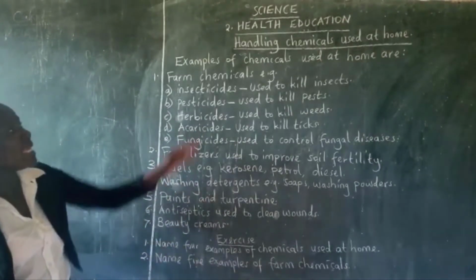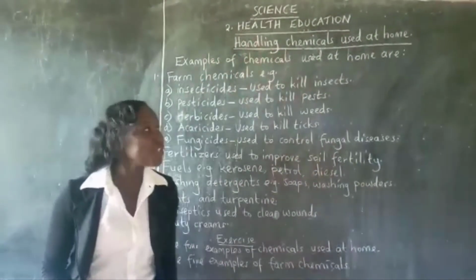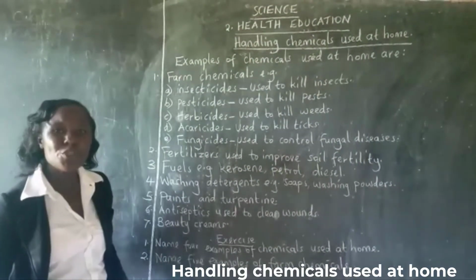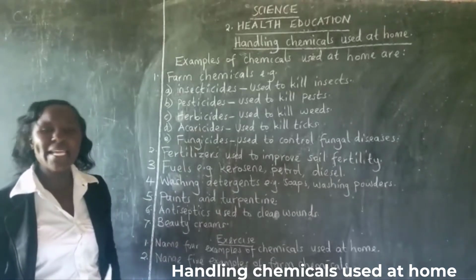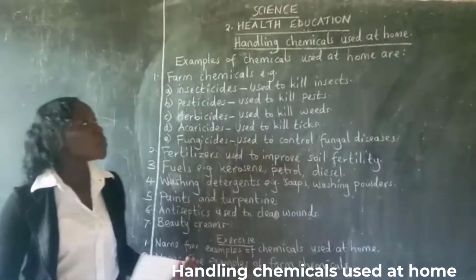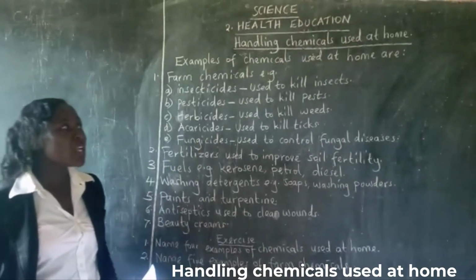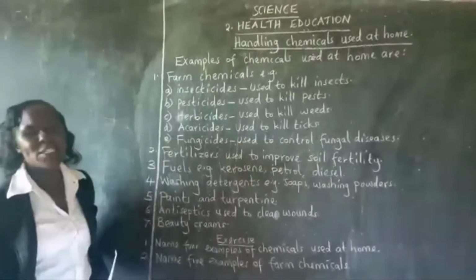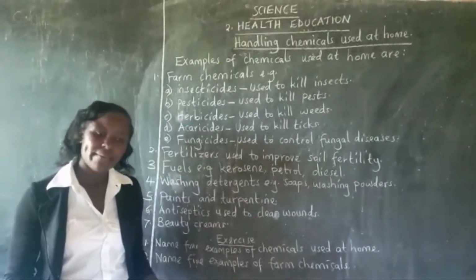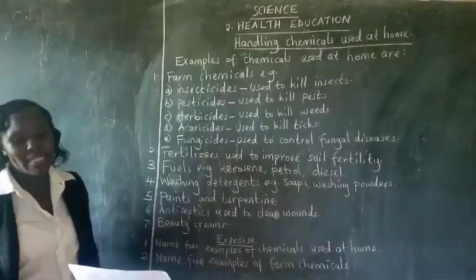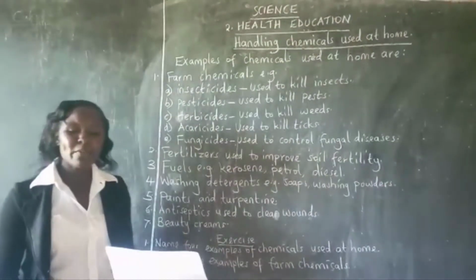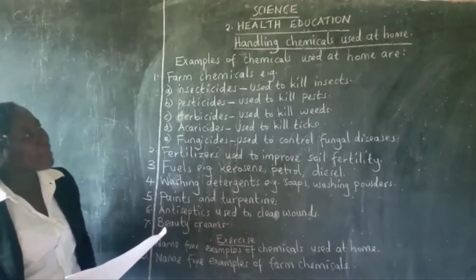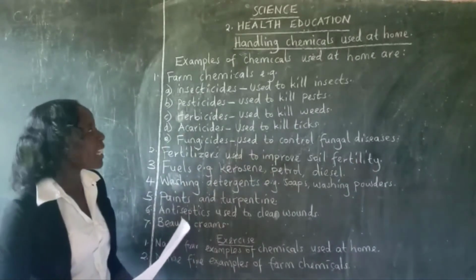Our topic today is health education, and our subtopic is handling chemicals used at home. So children, by the end of this lesson, you will be able to name examples of chemicals used at home. So before we start, kindly get your book and pen. Now children, in our previous lesson, we looked at proper disposal of medicine containers. Now we want to look at examples of chemicals used at home.